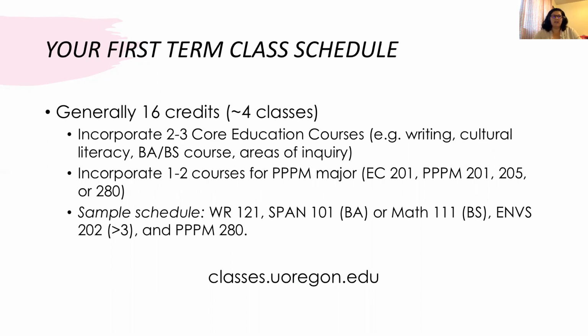And so here I kind of created a sample schedule. This is a student starting off their first year, first term at the University of Oregon. This student's going to register for Writing 121, Spanish 101, EMVS 202, which actually counts as a science course, and 3PM 280. When you create this ideal schedule, I also recommend that you make a list of either 1 or 2 backup courses.